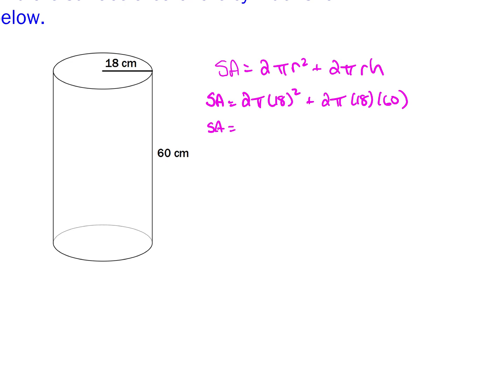Probably the most important thing here is to remember order of operations. There's a whole bunch of multiplying, there's a little bit of adding, and there's an exponent. The exponent comes first. So that's 2 pi times 18 squared. 18 squared is 324. Thank you very much. Everything else stays the same for right now.